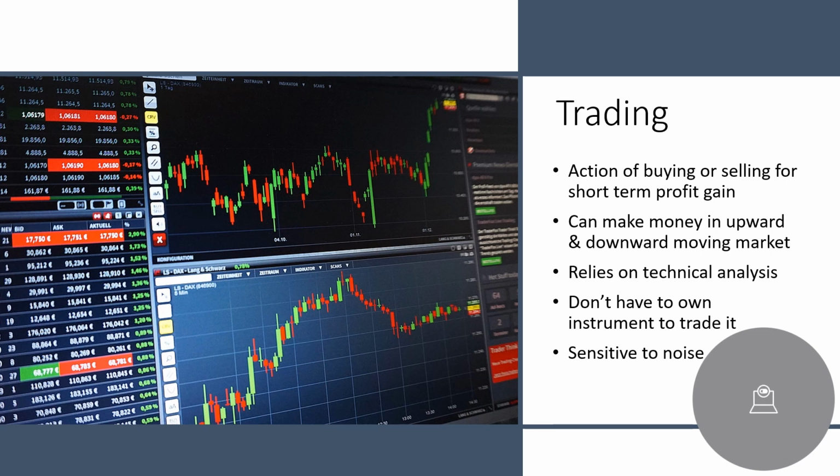Let's have a quick look at how we define trading and how it differentiates from investing. Trading is the act of buying or selling for a short-term profit gain.